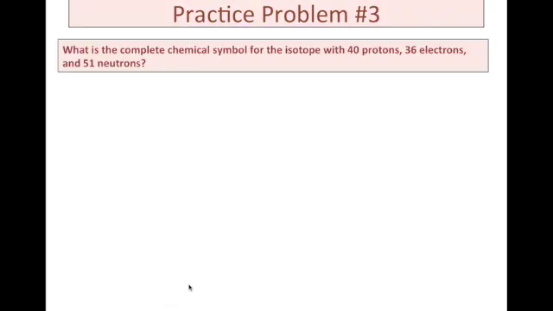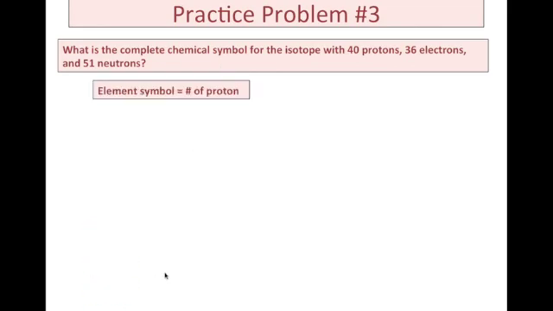When I ask you to determine the complete chemical symbol for an isotope, you're being asked to determine the mass number, atomic number, chemical element symbol, and the charge when appropriate for that particular isotope. So we're going to use the information provided in this problem, and we're going to determine what is the symbol for the isotope.